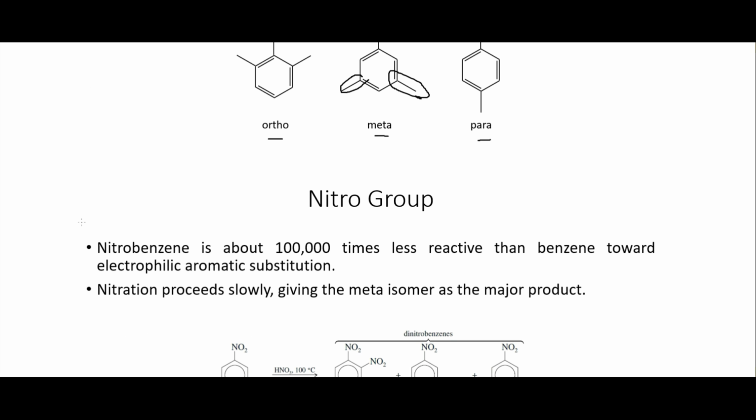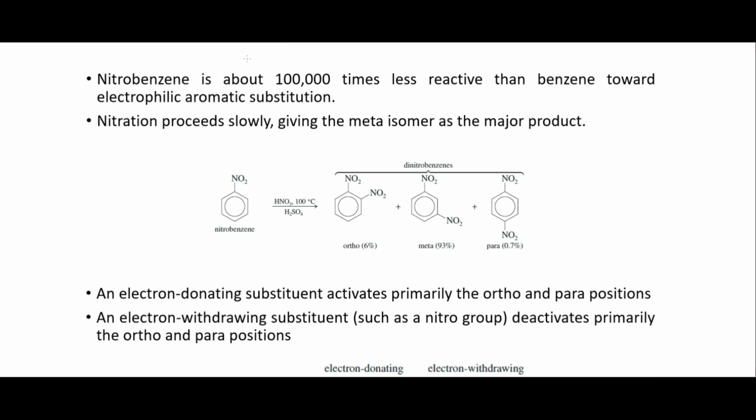And so if we look at the nitro group here, nitrobenzene is about 100,000 times less reactive than benzene. So remember, we are slowing things down, and we're slowing it down at all positions. It'll just be slowing it down less at the meta position. So nitration proceeds slowly, and this gives the meta isomer as the major product. So we see here we have our nitrobenzene. We run this EAS reaction, and we get 93% meta. We get a very little bit of ortho and an even smaller amount of para substitution in this case.